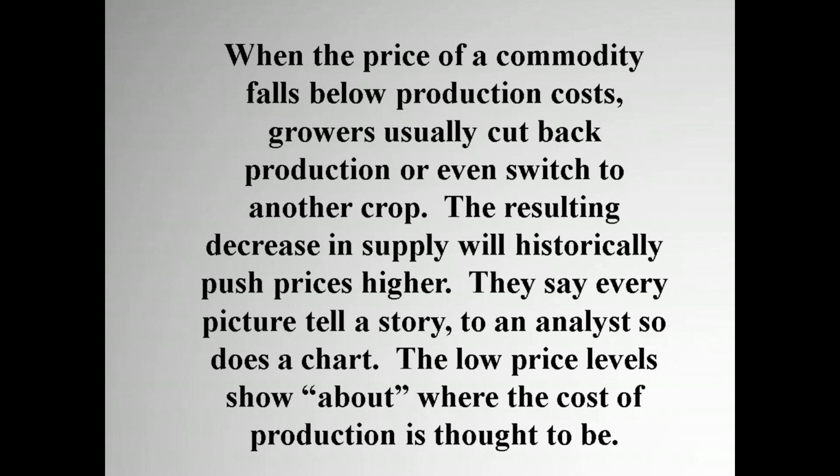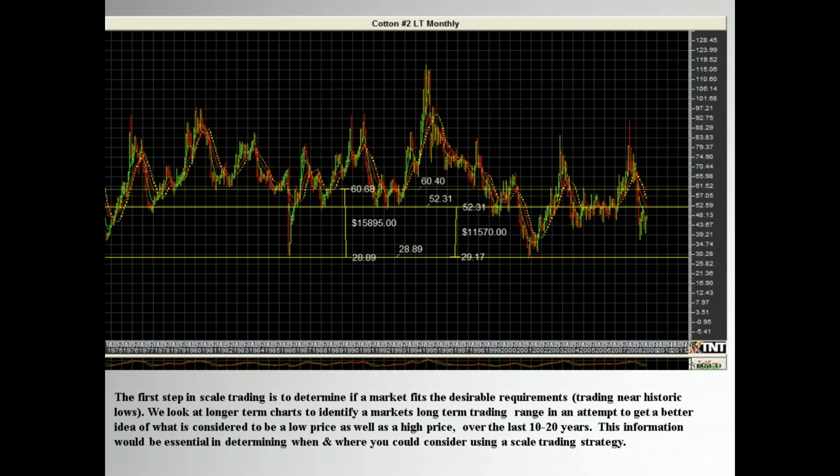They say every picture tells a story. To an analyst, so does a chart. The low price levels show about where the cost of production is thought to be. Now this is a cotton chart, and as you can see going back years and years, every bar on this chart is a month, represents a trading month. This is called the long-term chart. Now we use long-term charts to get an idea of where the market actually is. And according to this chart, for years and years, you see 52.30 as a price, and that's where we were thinking that the cost of production is.